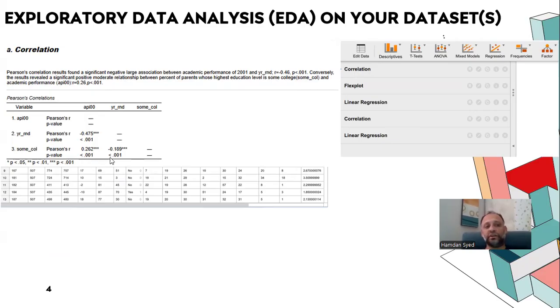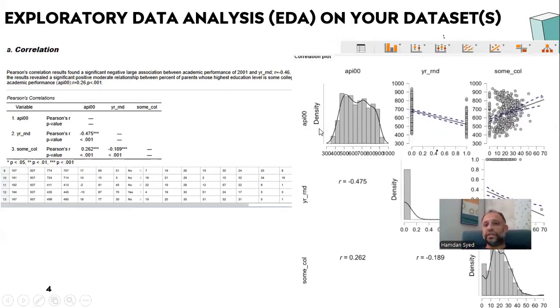So basically, when the R is less than 0.25, that means it has a larger effect size. And it also shows the different scatter plots. So you can see based on the API, year round and some college, it shows the bar graph with density, and it shows the linearity of the curve, and it shows another variable or factor that shows a decline trend, and some college has an upward inclined trend, and it also shows the scatter plot of the relationship.